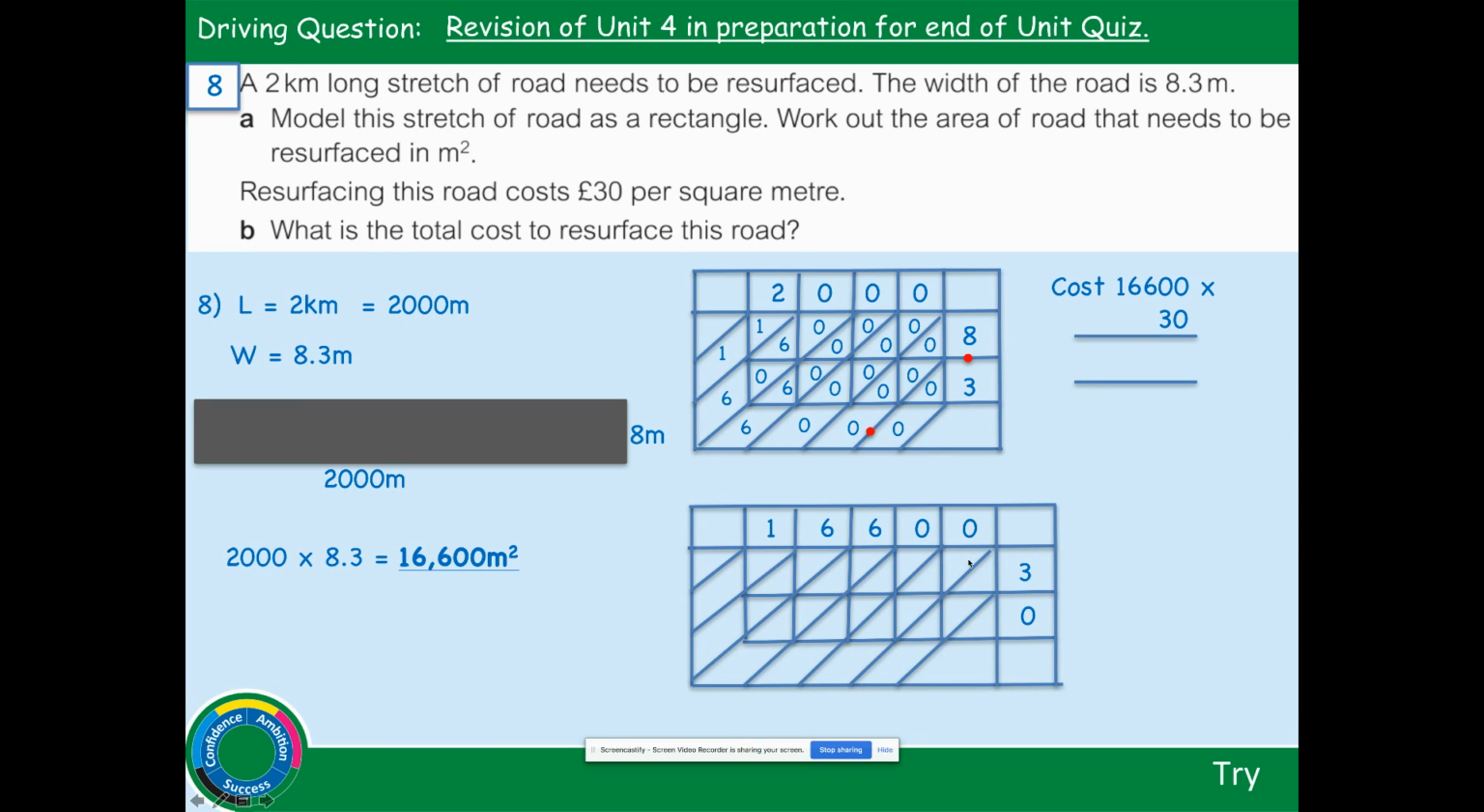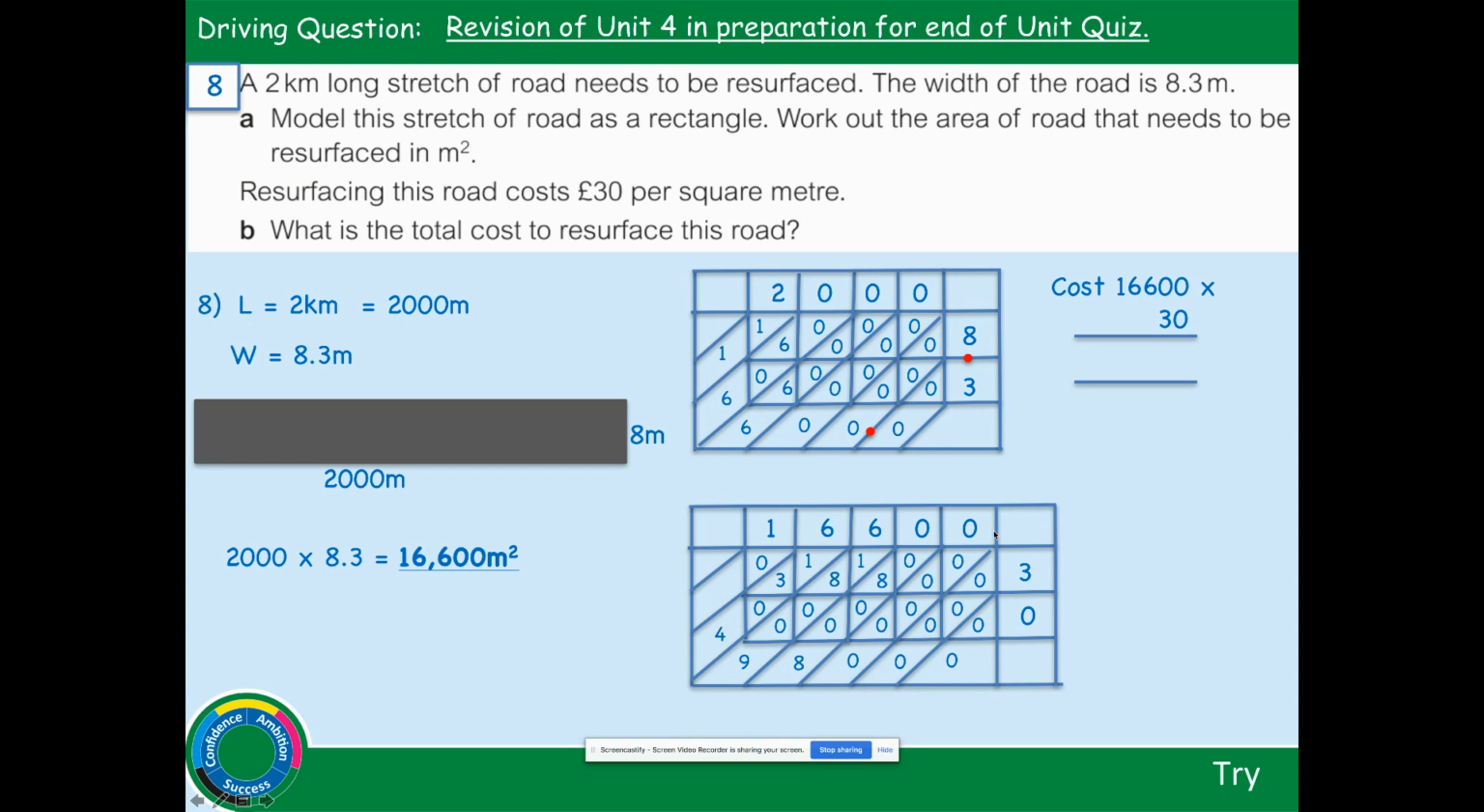Again, this is 0, 0 because anything times 0 is 0. 6 times 3 is 18. 6 times 3 is 18. 1 times 3 is 3. 0 times 0. 6 times 0. 1 times 0. Okay, so 0, 0, 0, 8, 9, 4, and there's nothing there at 0.